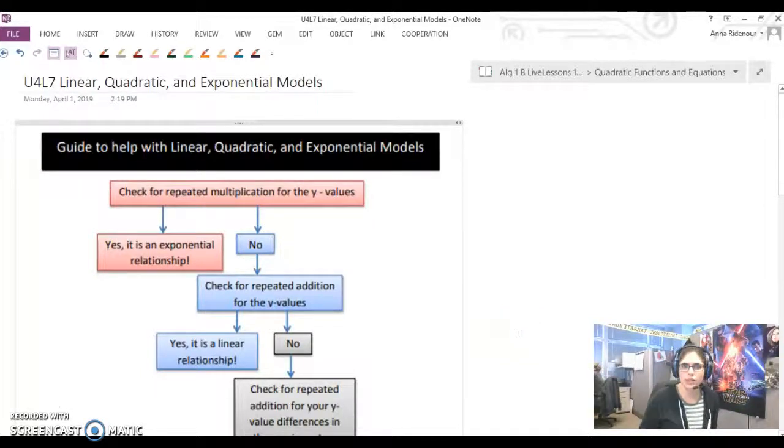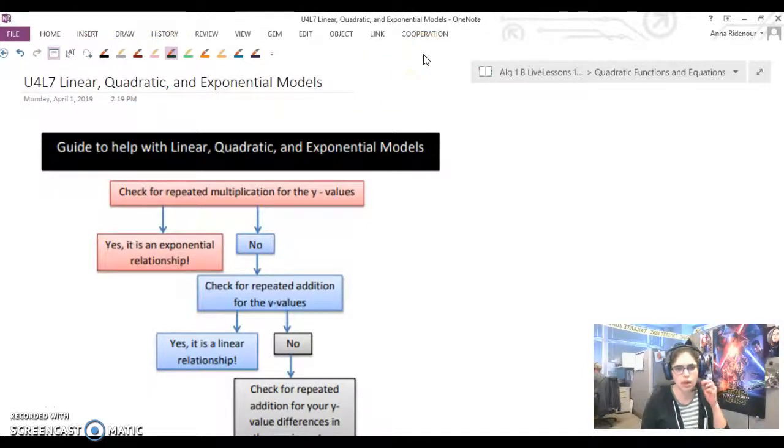Hello everyone. This video is on Unit 4 Lesson 7, Linear, Quadratic, and Exponential Models. You should be familiar with all three of these things by now, but we're going to talk mostly about how to differentiate between the three based on a table. I'm only going to show tables in this lesson, by the way. Just remember that you can make a table out of any list of coordinate points.